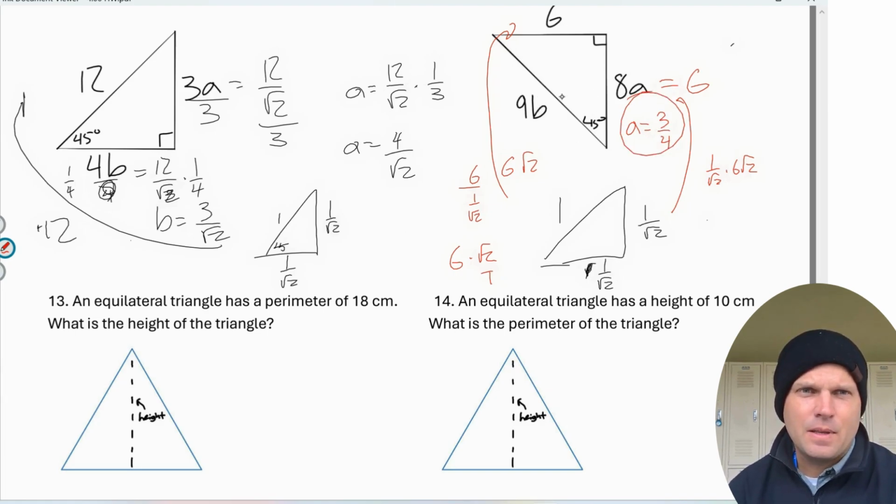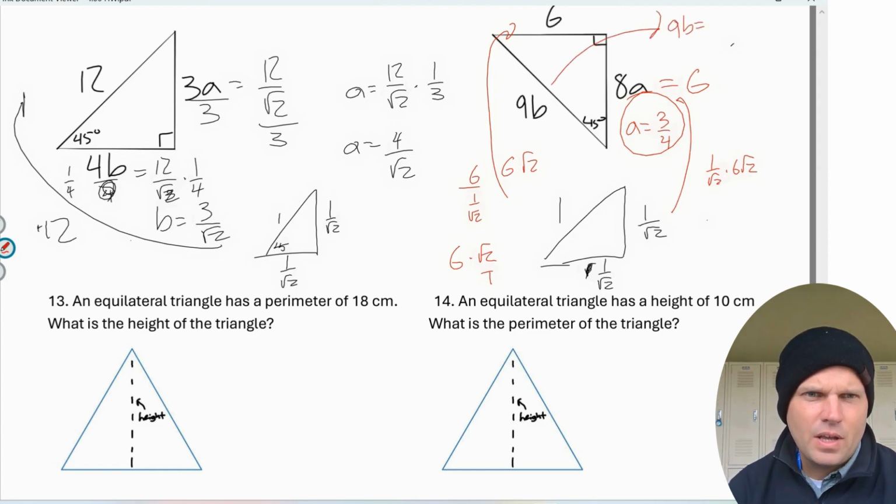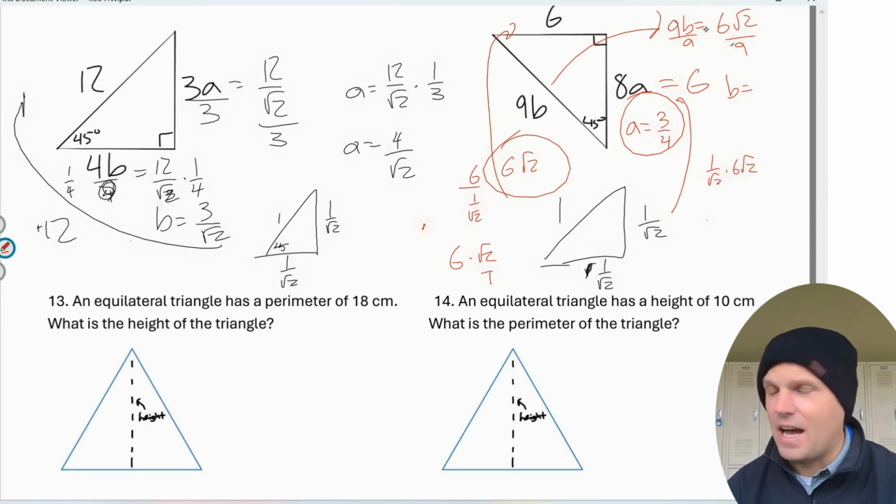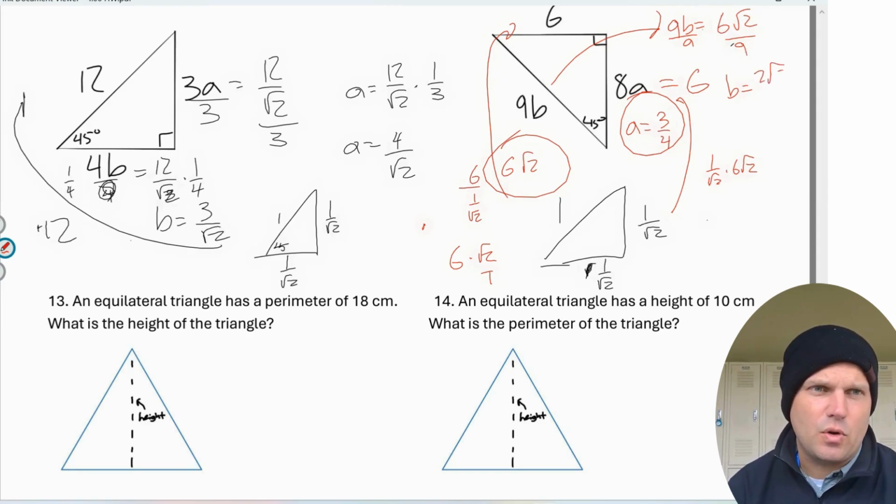This is easy. 9B has to equal the scale factor, which is 6√2. Divide by 9, divide by 9. B is equal to 6 divided by 9, divide the top and bottom by 3, is 2/3. So 2√2/3.